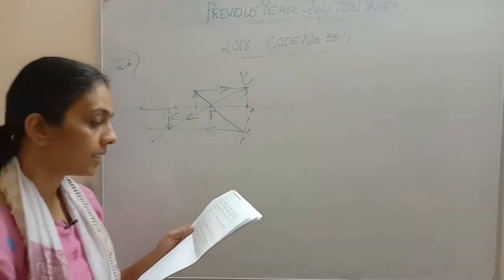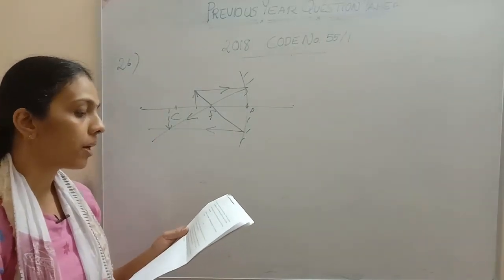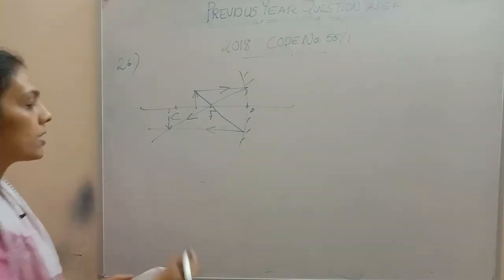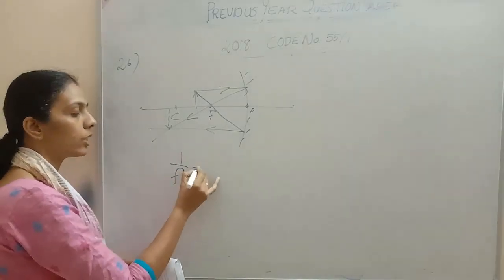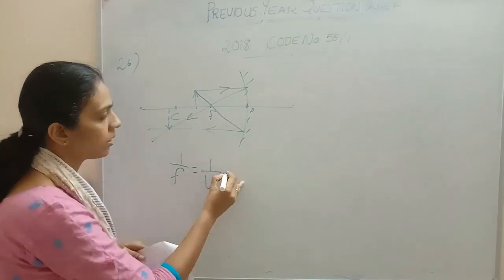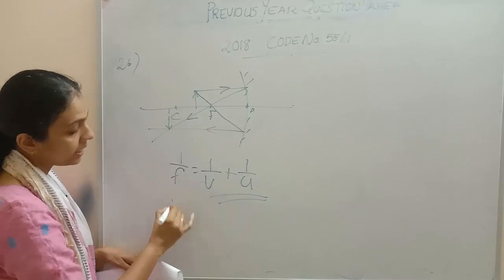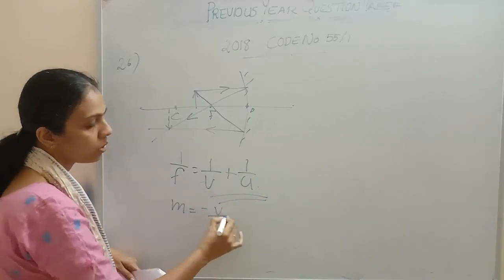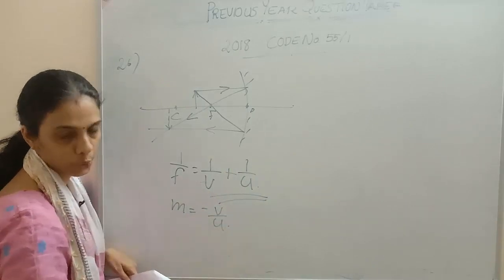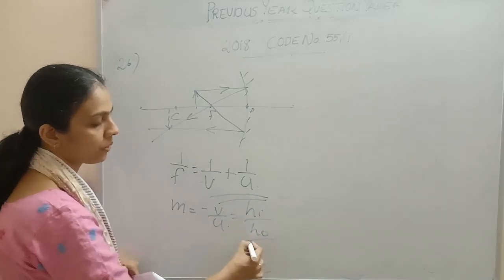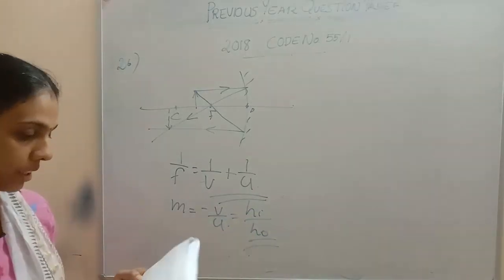Okay, next is, obtain the mirror formula and write down the expression for linear magnification. What is the mirror formula? 1 by f equals 1 by v plus 1 by u. This is the mirror formula, and linear magnification will be equal to minus v by u, or we can write it as h_i by h_o. Okay, this is the magnification.